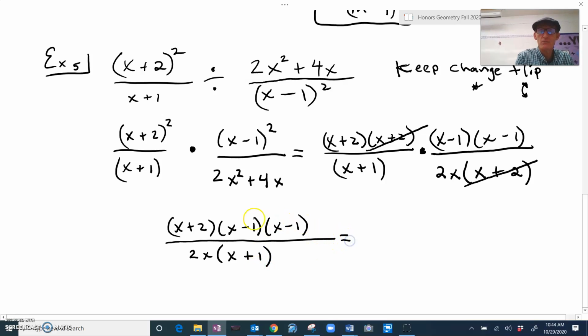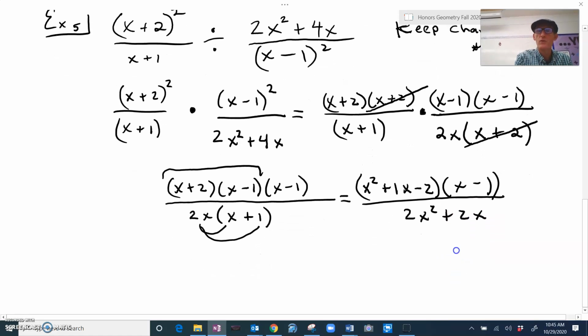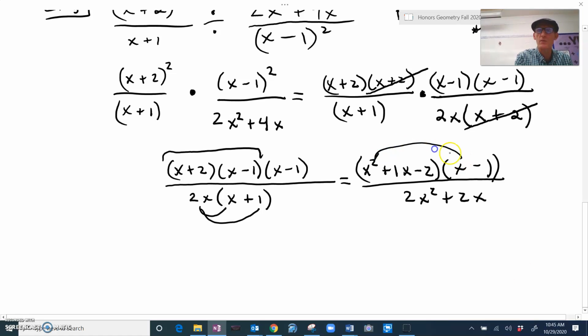So I like to multiply things out, so I'm going to multiply the first two, which is x squared plus 2x minus 1x, so plus 1x minus 2, times x minus 1 divided by, I'm going to multiply this out here, 2x squared plus 2x. Okay, and then what I like to do is multiply everything out. So I'm going to multiply this, this, and this, and then this negative 1 is going to go here, here, and here. That's how I get that done.